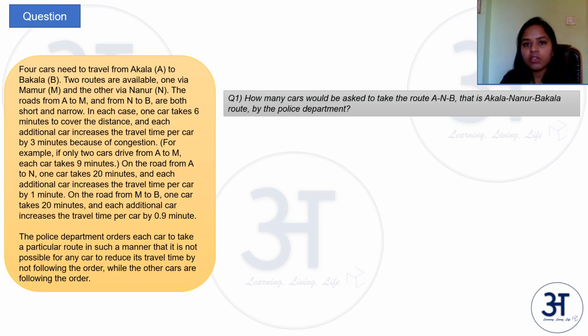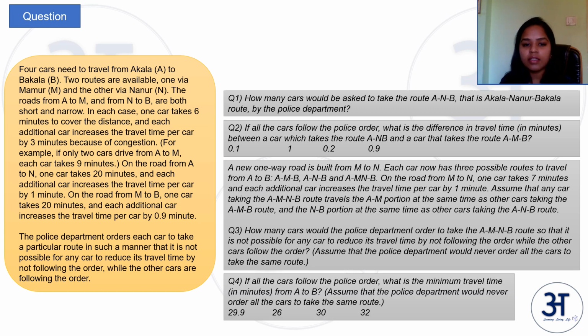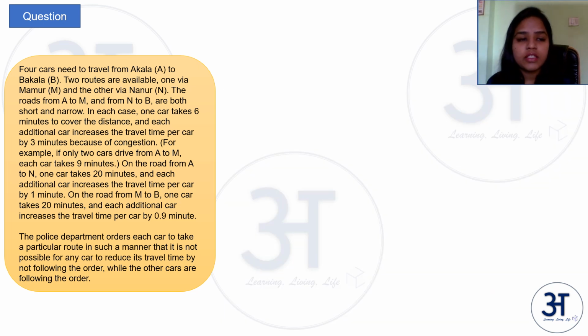So for those who did not solve this set or did not see this set until now, this is the question. You can pause the video for a while and solve before going ahead. Let us first begin by reading the question. 4 cars need to travel from A to B. So there are two places A and B, and 4 cars need to travel.